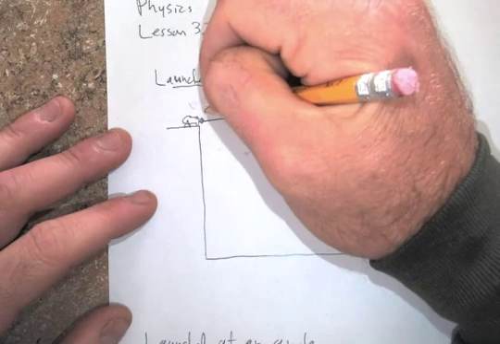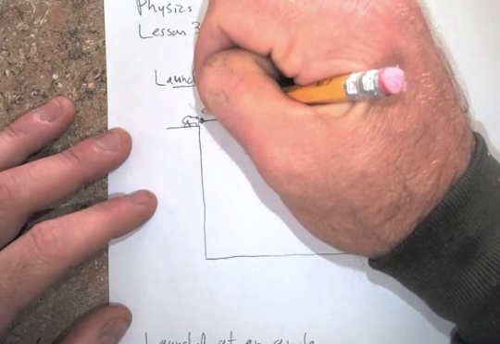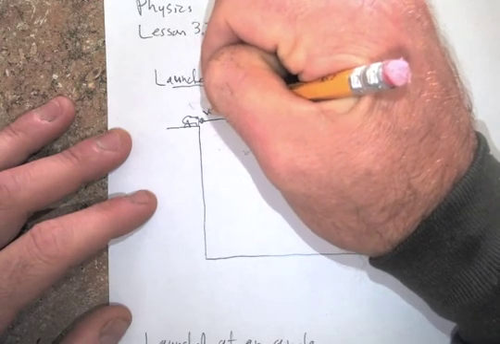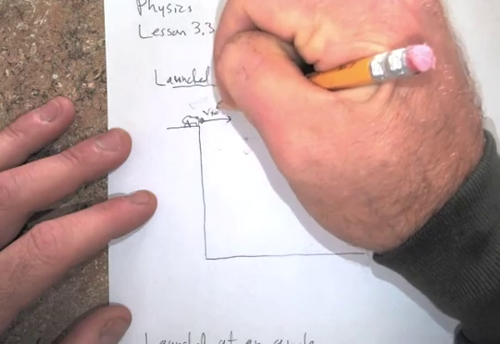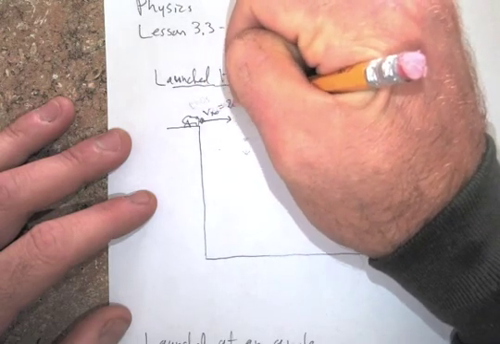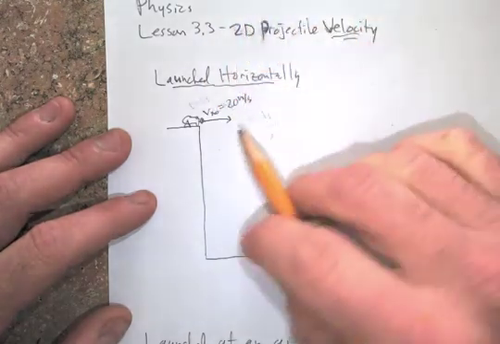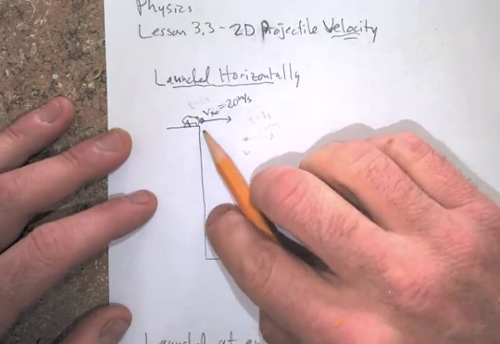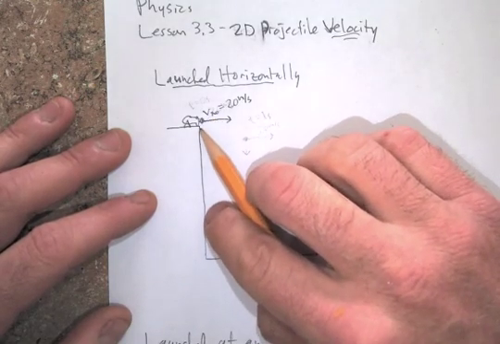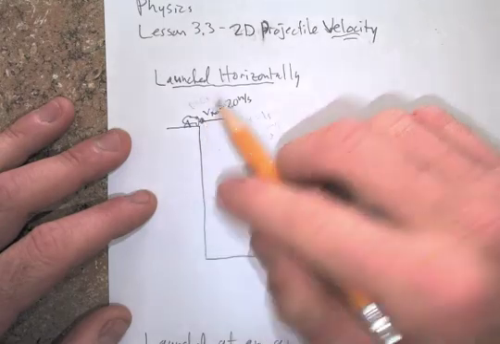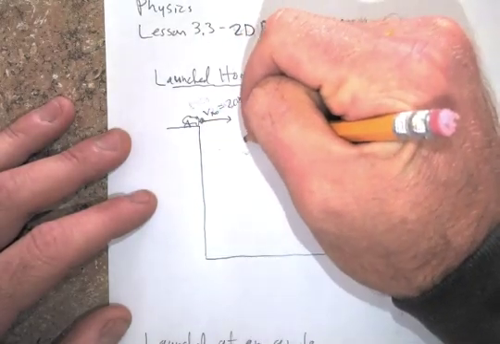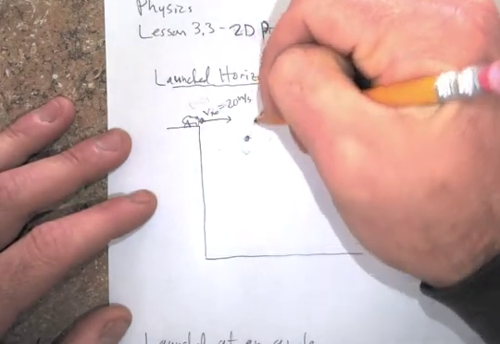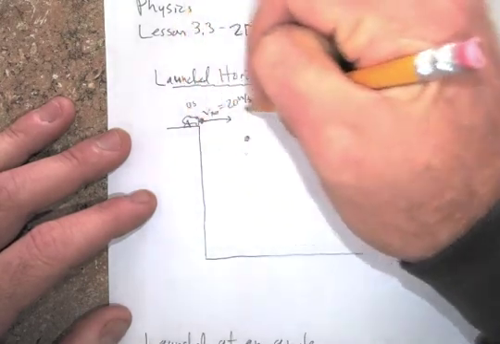So at 0 seconds, we've got this initial situation, we've got this Vx0, we'll say that's 20 meters per second. That's the initial x velocity. Your y velocity is 0 here, because it's not moving vertically. Okay, at 1 second, what's going to happen? So this is 0 seconds, this is at 1 second.